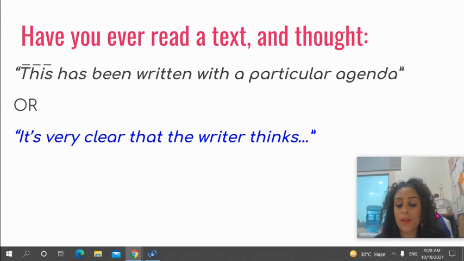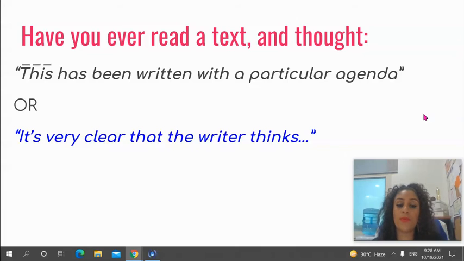Now, a question. Have you ever read a text before, any type of text? It can be a tabloid, perhaps it's a newspaper article, and thought to yourself, yeah, this has kind of been written with a particular agenda. Could even be a post on social media, all right? Or you could have read it and maybe thought, I can see here that the writer very clearly thinks this.